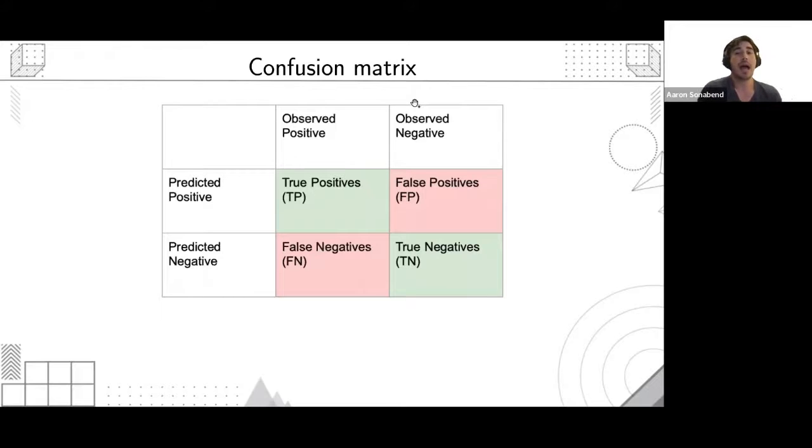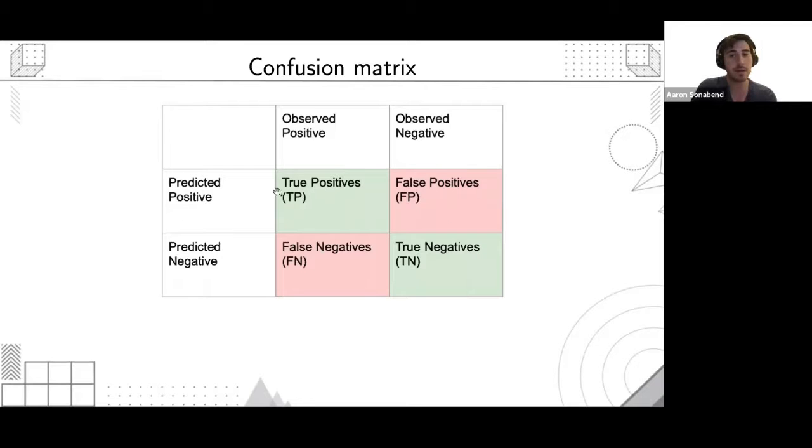And so out of everyone that does have COVID, which is in column 1, the model will predict some of them positive, some of them correctly, which are the true positives, and some of them incorrectly, but they do have COVID, right? So these are the false negatives, okay? And then same for the observed negative. So for the ones that don't have COVID, the model will predict positive for some.